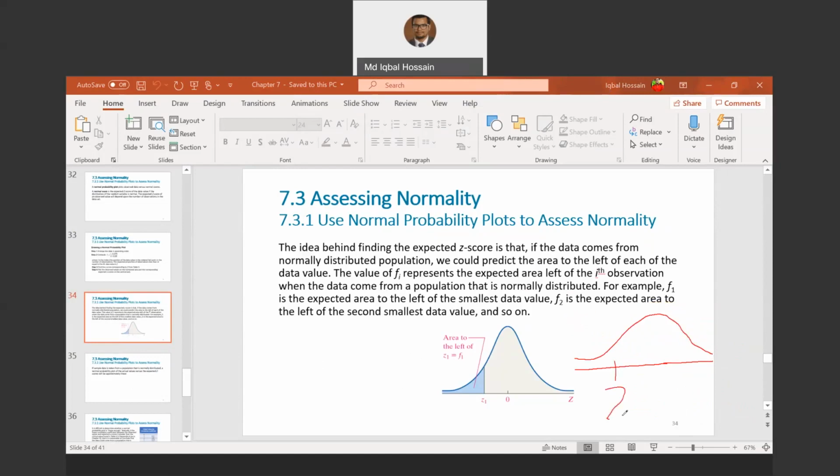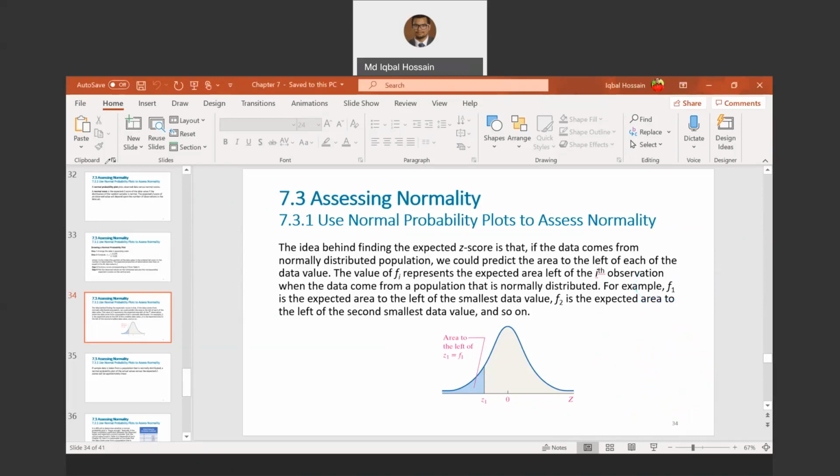Okay, so we already discussed z1, where f1 is the area on that side. If we have a z2 here, then from that point all the way to the left, this area would be f2, because this is our z2 point. So that's what this slide indicates.